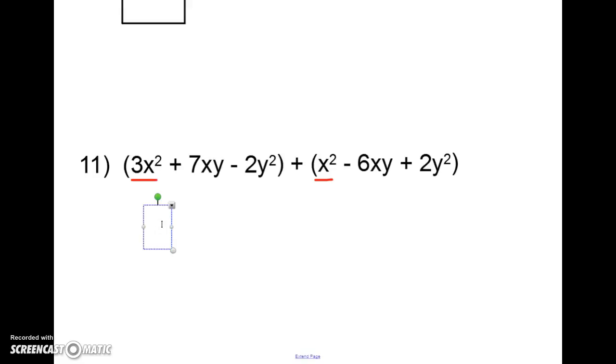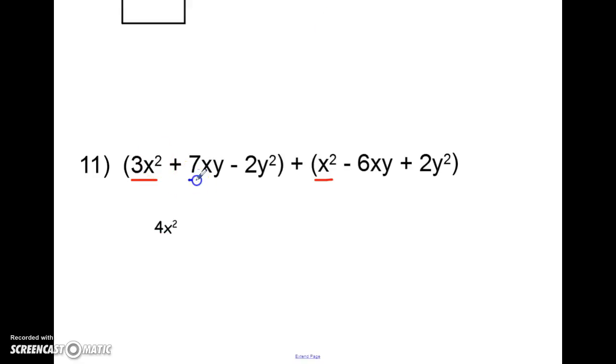Now I have a 3x squared and a 1x squared. We don't see the 1, it's invisible. But anytime you just see a variable by itself, that's telling you that there is one of it. So we get a 4x squared from that component. Now we are ready to move on to the next part.